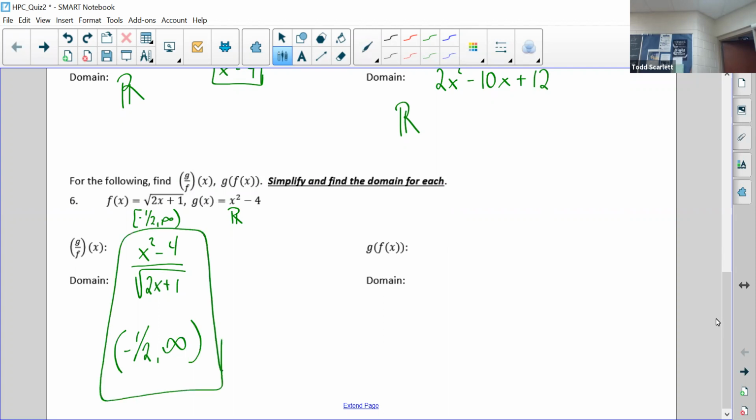This next one is a composition. So this is g of f of x. Okay. So x is going into f first. X is going into F first. And that means that only X values from -1/2 to infinity are allowed because F can only receive numbers from -1/2 to infinity.